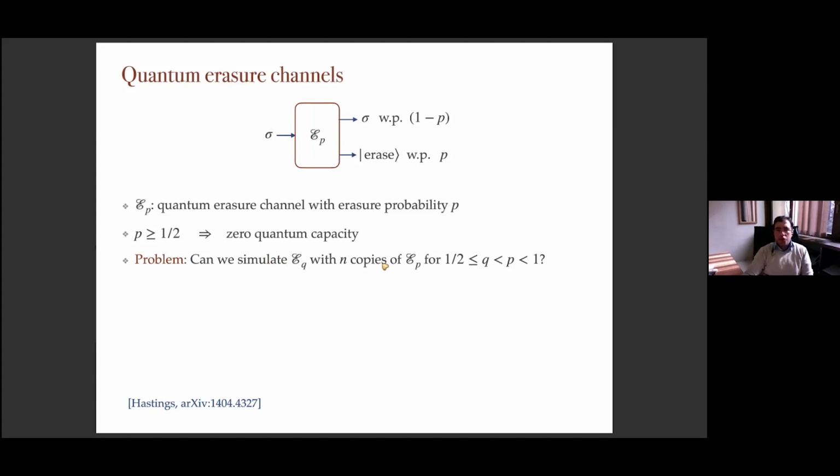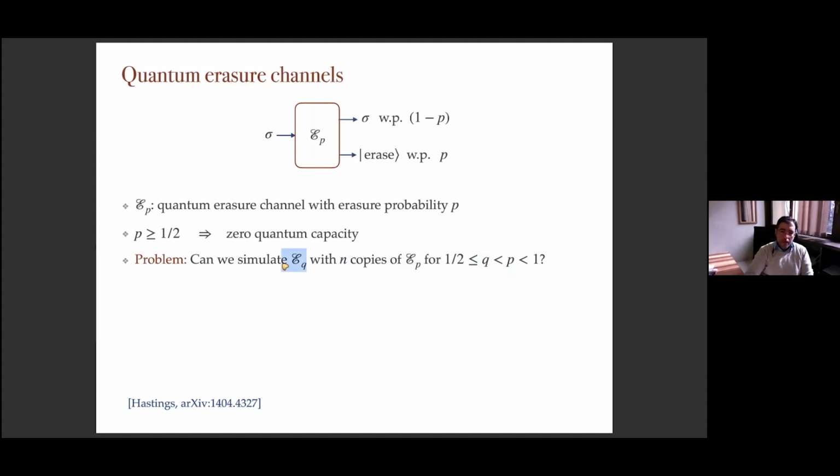Now we can ask this question that we had in the previous slide: given an erasure channel for a larger erasure parameter P, and copies of that, can we simulate a single copy of an erasure channel with 0 capacity, but with a better parameter? So here, both Q and P are in the range in which the quantum capacities are 0, but P is a worse parameter. It has more probability of erasure. And the question is, can I use n copies of the worse channel to simulate a single copy of the better channel?